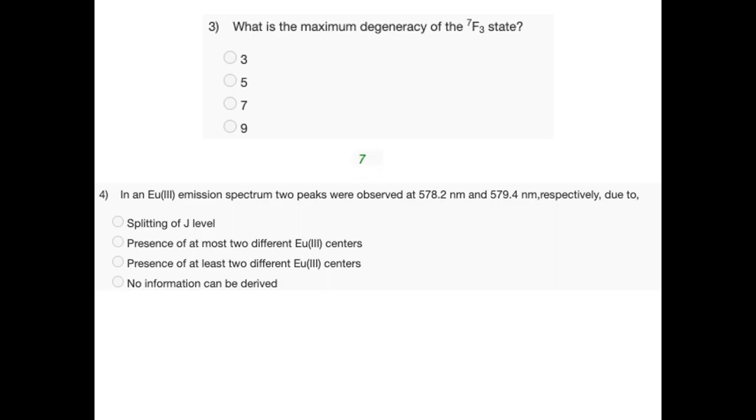In an Eu3+ emission spectrum, two peaks were observed at 578.2 nanometer and 579.4 nanometer respectively due to splitting of J. Options: presence of at most two different Eu3+ centers, presence of at least two different Eu3+ centers, or no information can be kept there. Right answer is presence of at least two different Eu3+ centers.